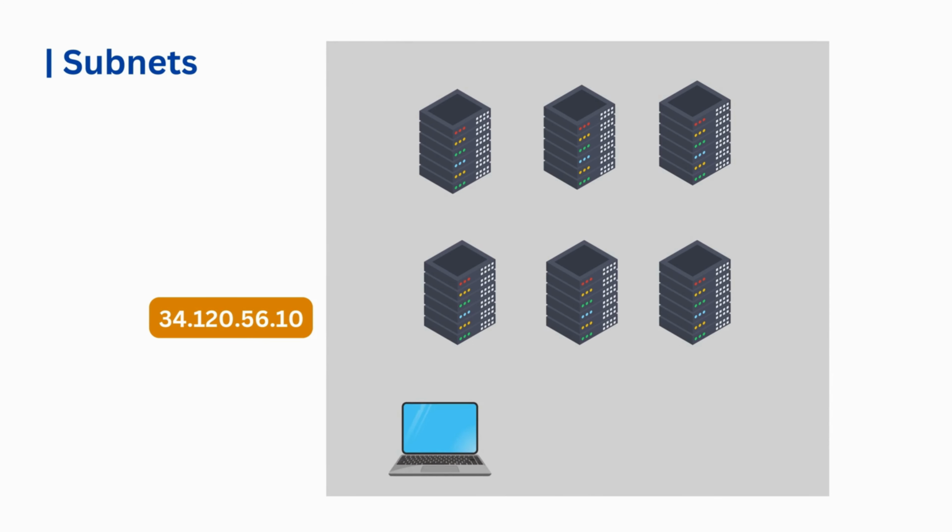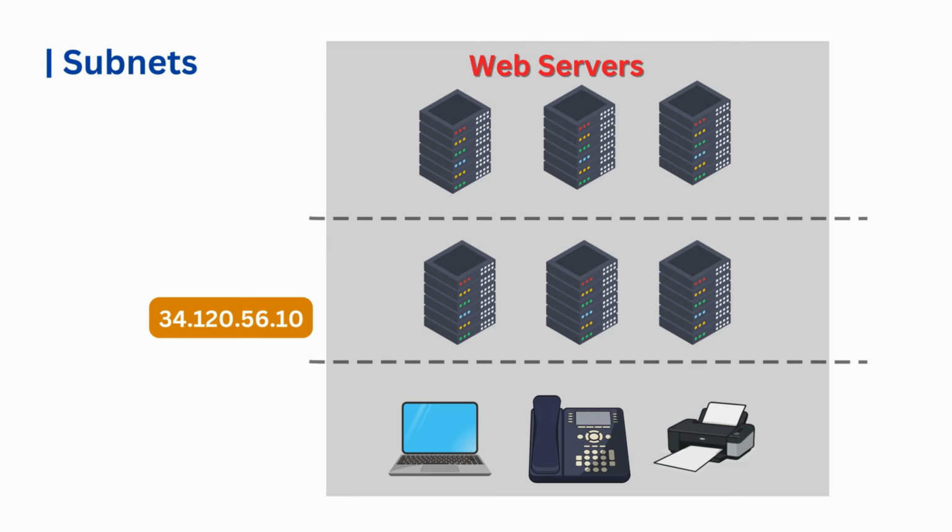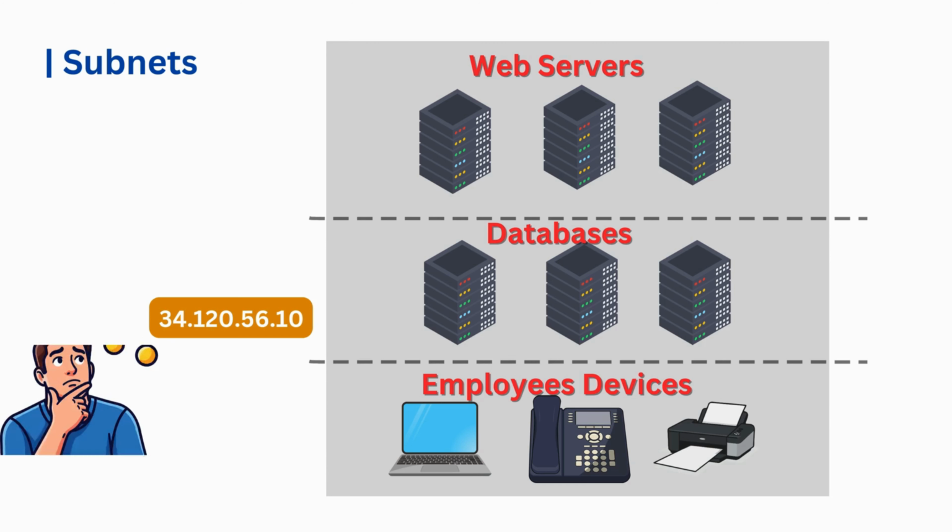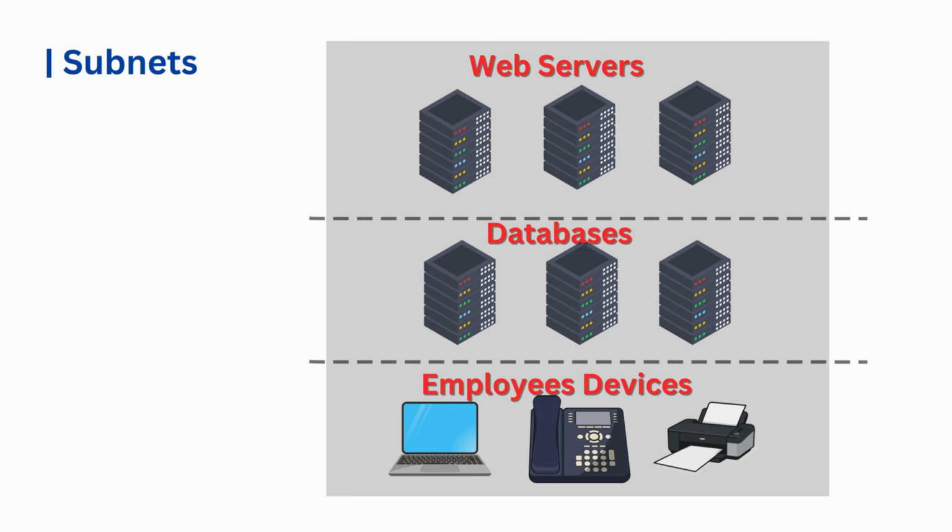For example, one subnet can be for web servers, another subnet for databases, and another for employees' laptops. Why do we do this? Because it makes the network faster, safer, and easier to manage. Devices in the same subnet can talk directly, while traffic between subnets can be controlled and secured.